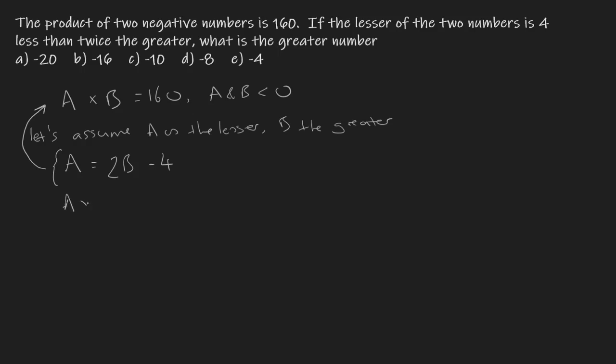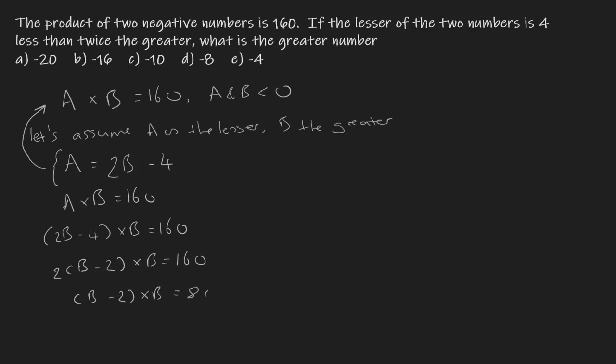So let's do that. A times B equals 160. Now, since A is 2B minus 4, we can replace this A with 2B minus 4. So instead of A times B, I now have 2B minus 4, times B, equals 160. Now, I'm not going to expand this yet. I actually want to factor this out slightly. So 2B minus 4 is the same thing as 2 times (B minus 2), times B, equals 160. So I can then divide both sides by 2 to get (B minus 2) times B equals 80.